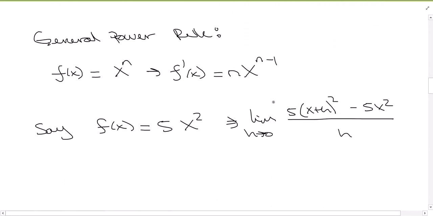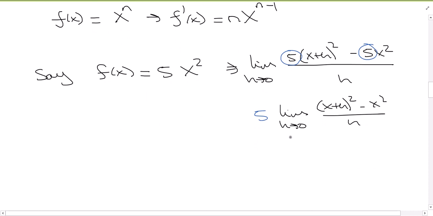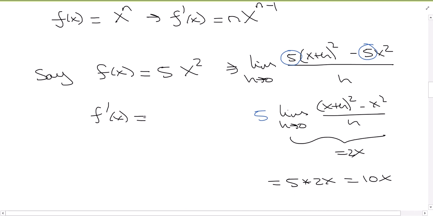So what I can do from here is use my properties of limits to take that 5 outside of the limit. So this is really 5 times the limit as h goes to 0 of x plus h squared minus x squared over h. And I already know that this is 2x. So the whole thing is 5 times 2x, which is 10x. So when f of x is 5x squared, f prime is 5 times the derivative of x squared. So 5 times 2x, which is 10x.